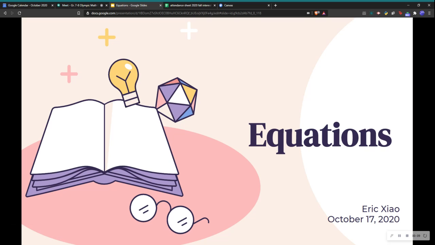Today, we're going to look at equations. A lot of you probably think this is review, but we are going to look at some new material near the end of the slides. The first half is review for some of you, and then the last half is a new topic that you should learn about.